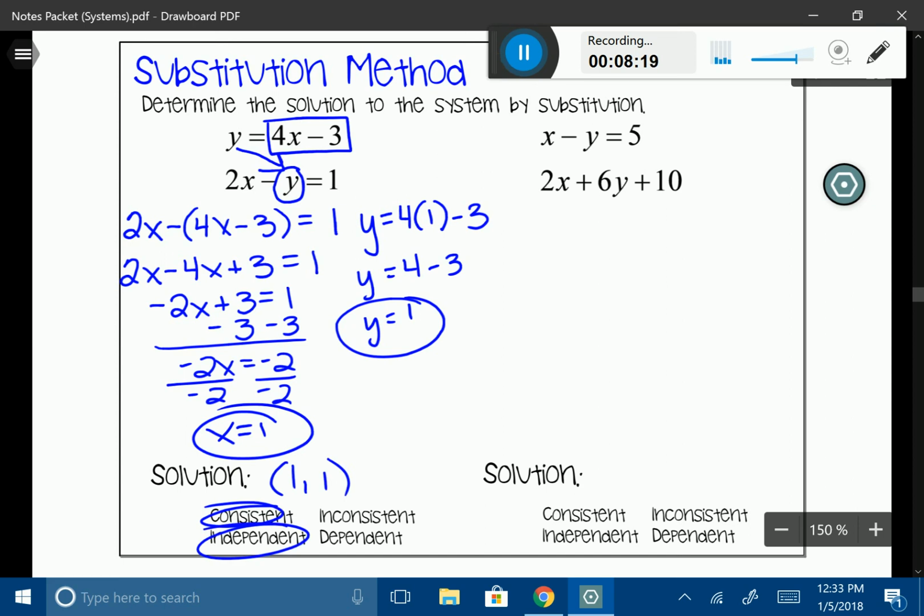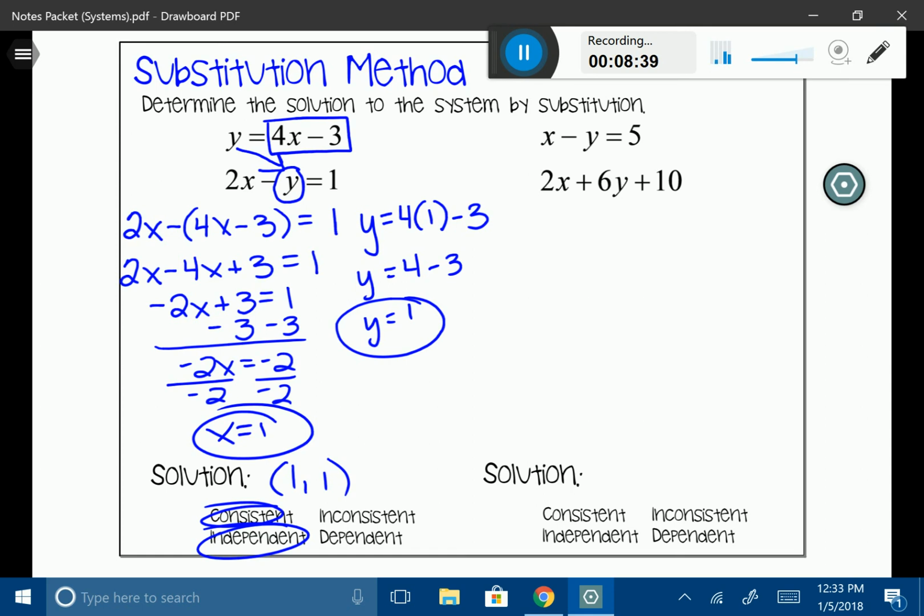Okay, the next example, this might look a little bit better to use the elimination method for this one, which is perfectly fine, or you could graph it. Either one is perfectly fine. But because this is the substitution method lesson, I'm going to go ahead and use that method.